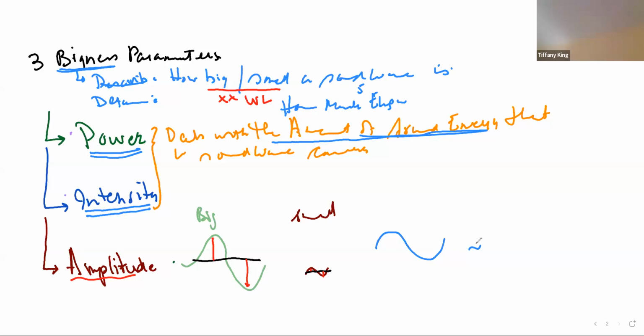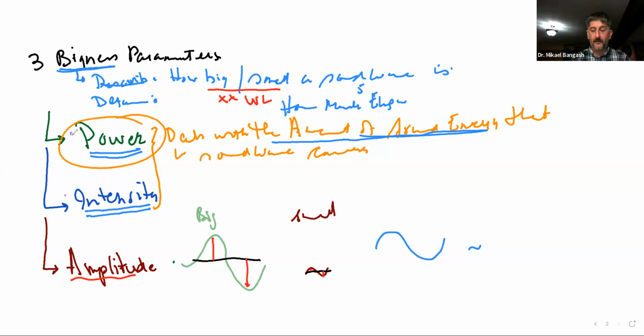So what I like to do first, maybe jumping a little around here, is we start off with power as our first bigness parameter to talk about. Clear?